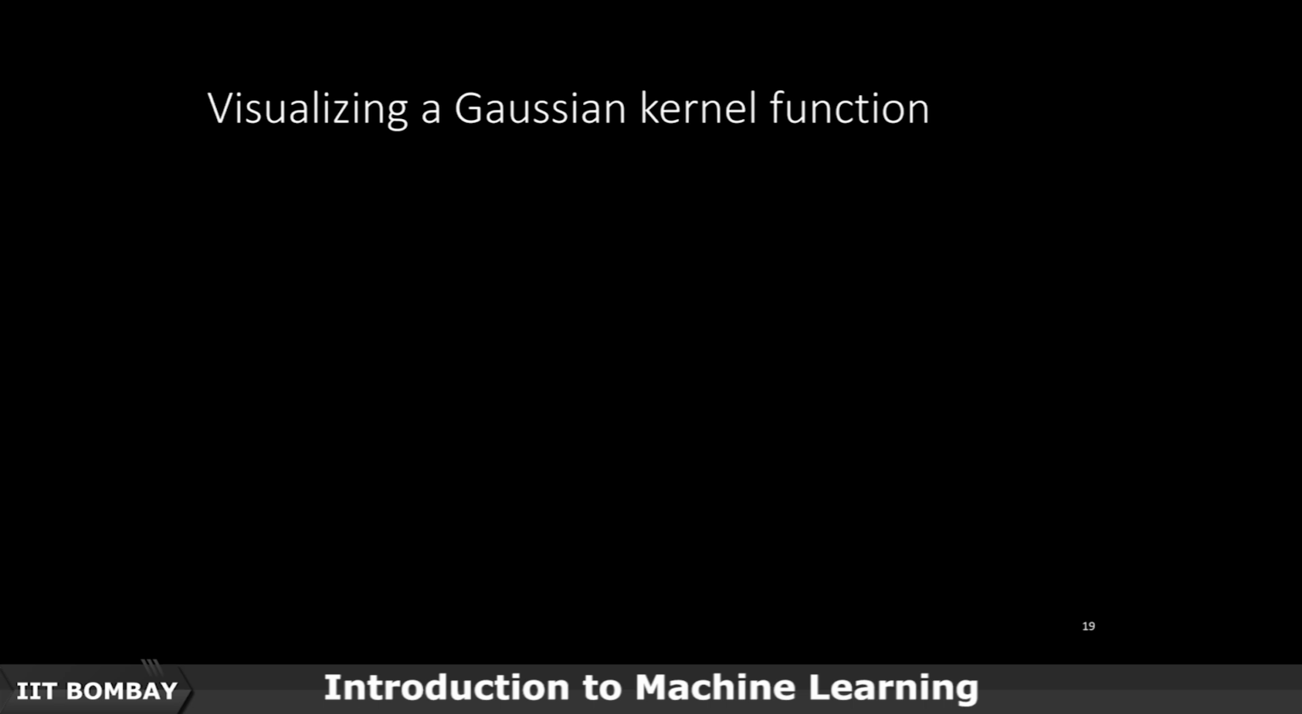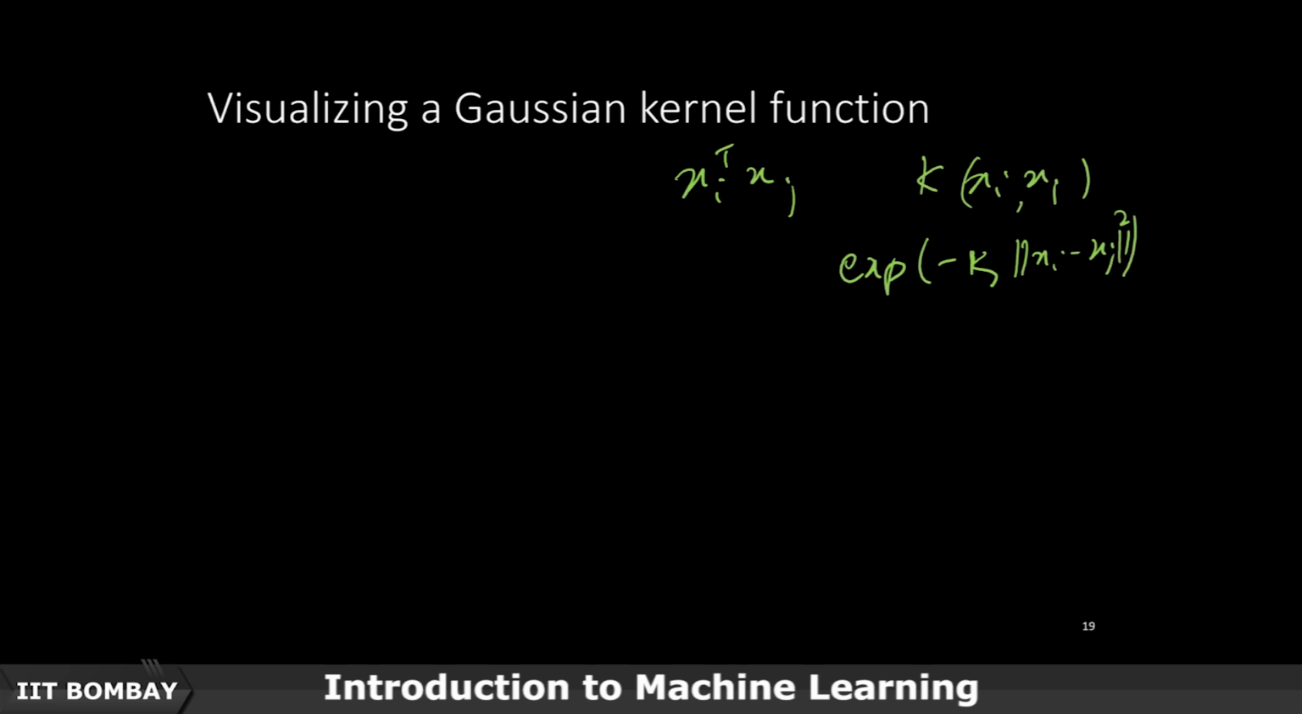So now let's see how we can replace xi transpose xj with k(xi, xj). Let's say we have a Gaussian kernel, then how does that change the boundary? So what is k(xi, xj)? For the Gaussian kernel it is going to be exp of minus some constant kappa times the distance between xi and xj. So that is basically the Gaussian kernel.